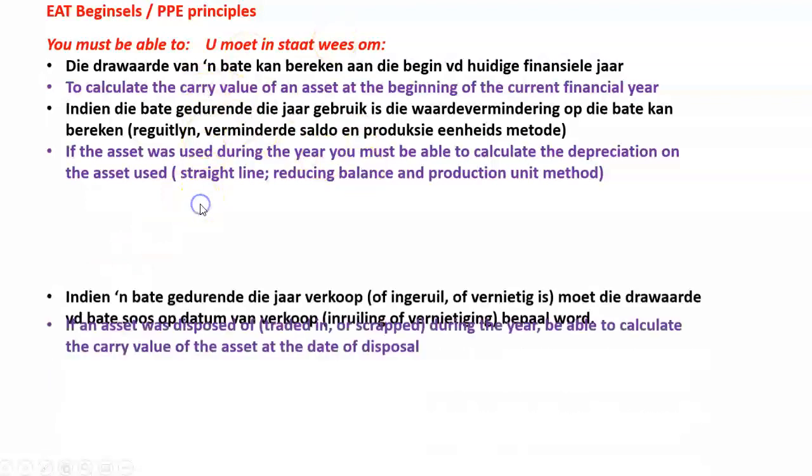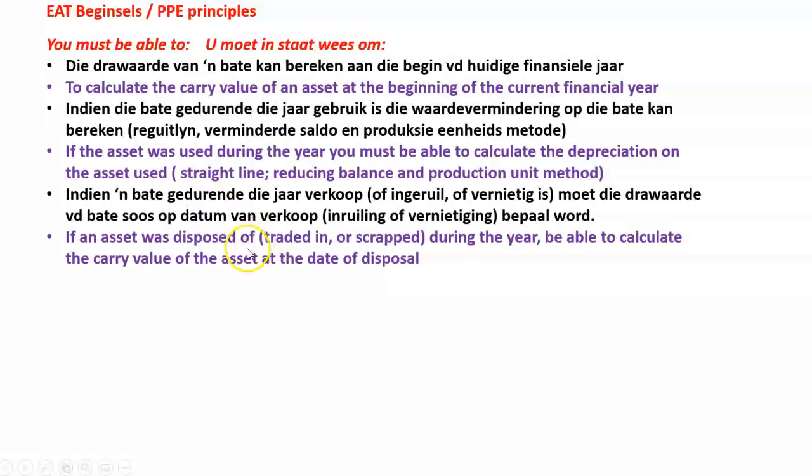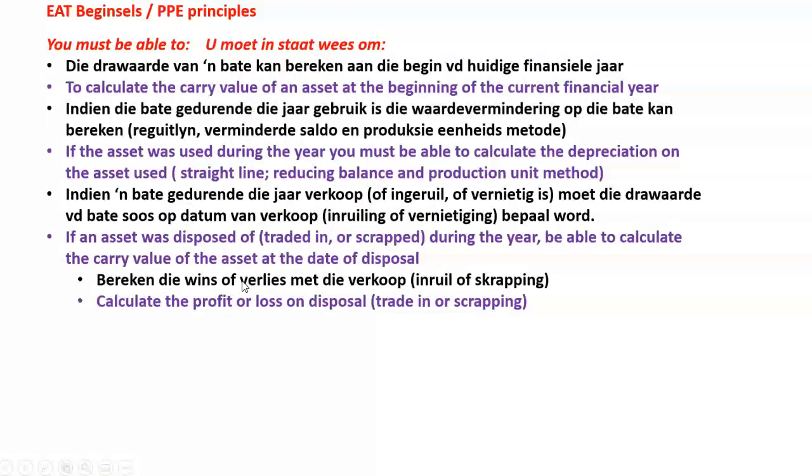you have to provide for depreciation in your books first. Once you have done so, and you have disposed or traded or scrapped an asset during the year, you must be able to calculate the carry value of the asset, not as at the beginning of the year, that's the starting point, but as at the date of disposal or scrapping or trade-in. Thereafter, what do we want to do? We want to calculate the profit or loss on the disposal, trade-in or scrapping of the asset.